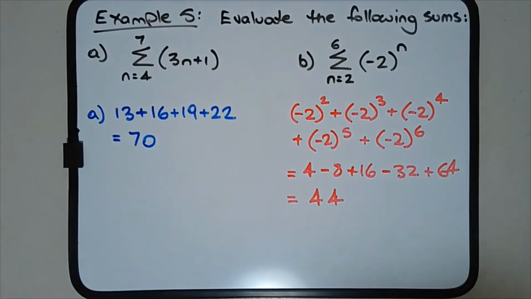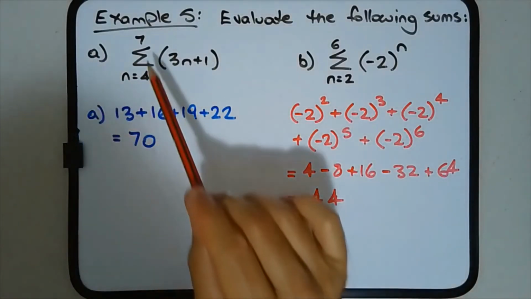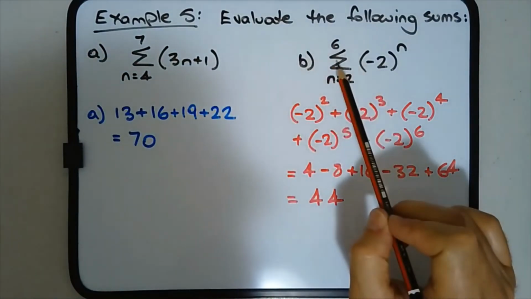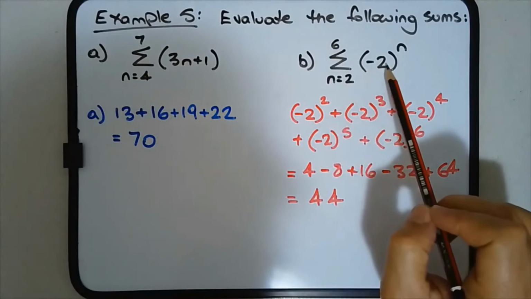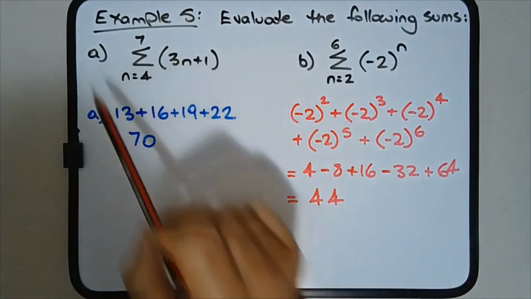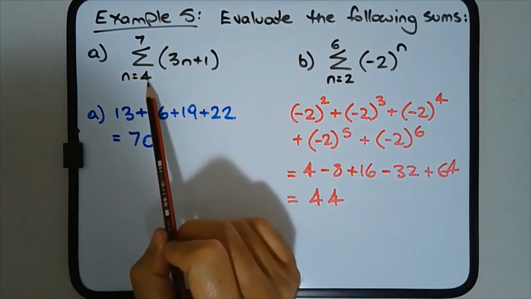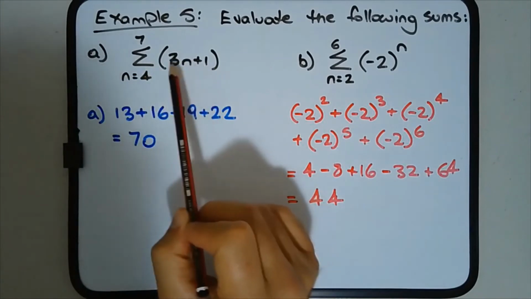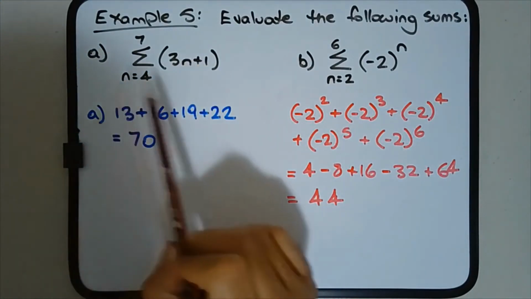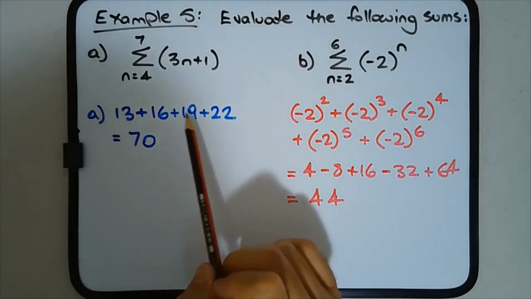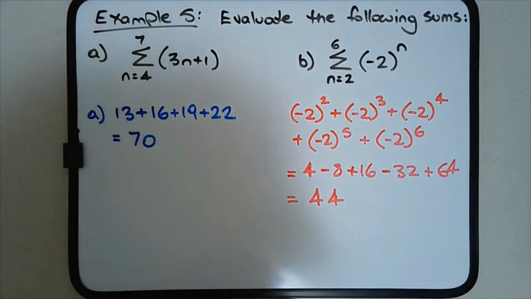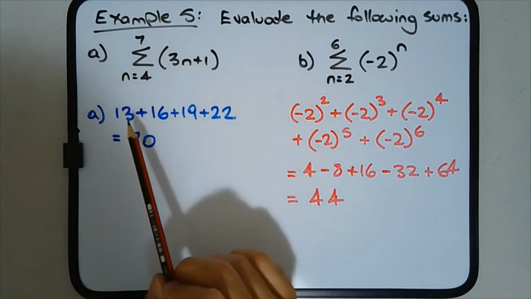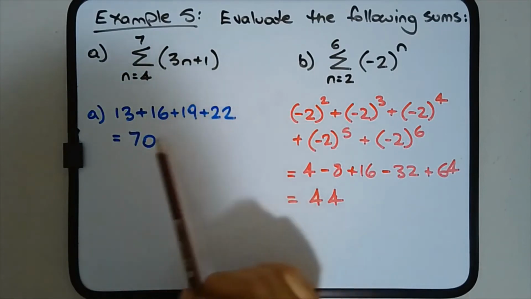Example 5. Evaluate the following sums. Part A, the sum from n equals 4 to 7 of 3n plus 1. And B, the sum from n equals 2 to 6 of negative 2 all to the power of n. Let's have a look at part A. So when n equals 4, 3 times 4 plus 1 is 13. When n equals 5, 3 times 5 plus 1 is 16. When n equals 6, 3 times 6 plus 1 is 19. And when n equals 7, 3 times 7 plus 1 is 22. The sigma notation just means add them up. So 13 plus 16 plus 19 plus 22 equals 70.